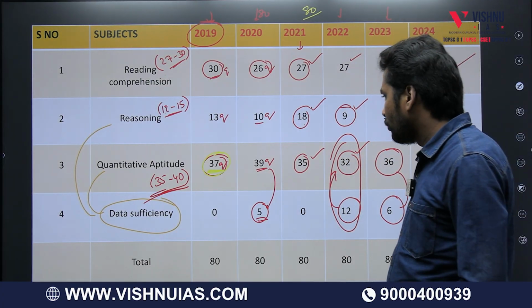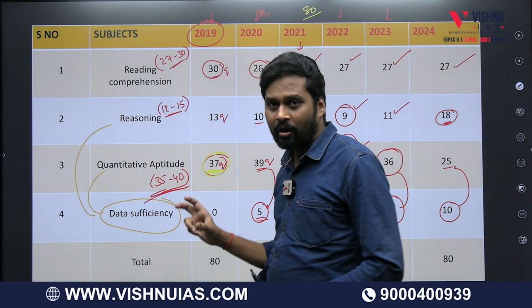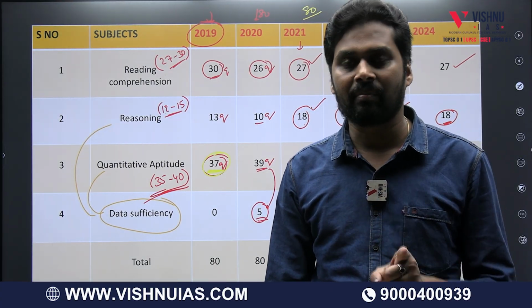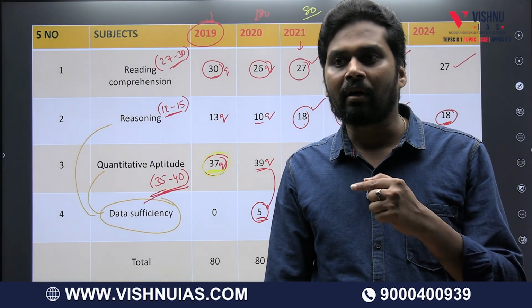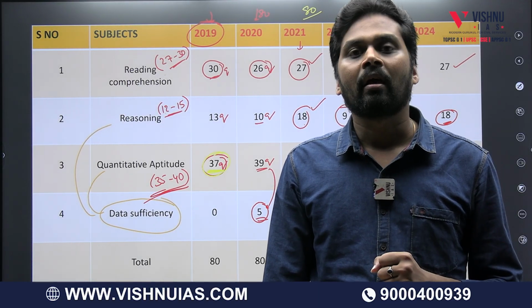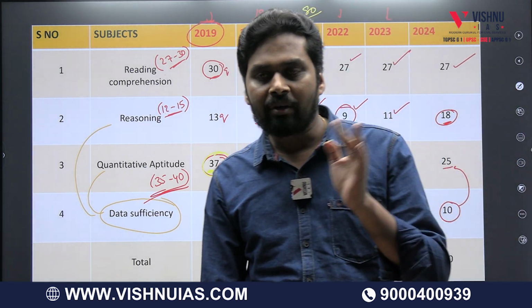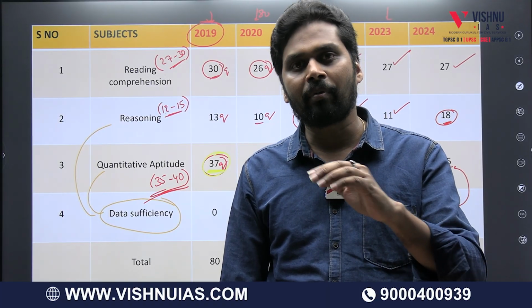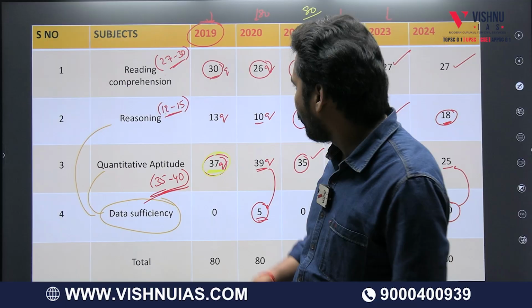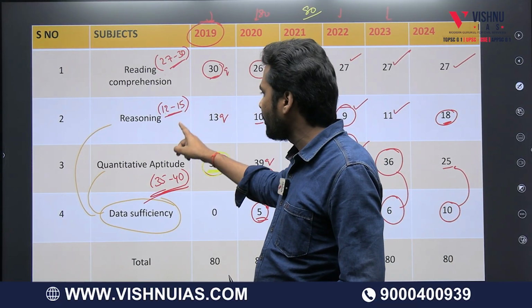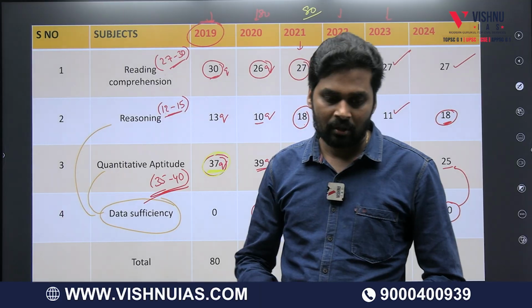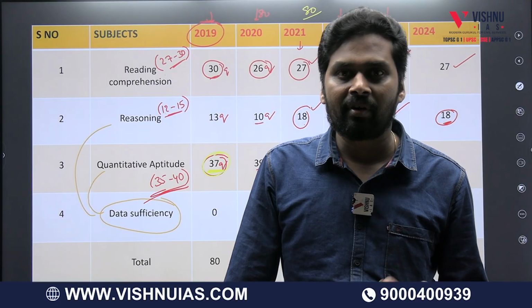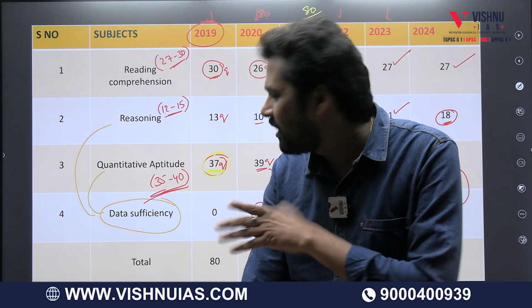The most important point to be noted is, if you want to qualify in CSAT, one thing you must remember: don't depend on only one particular section, or on only 2 sections. When you are preparing, you should give equal importance to all subjects. You should prepare for reading comprehension, for reasoning, and for quantitative aptitude. Normally most students, if they are comfortable with reasoning and comprehension, completely leave quantitative aptitude.